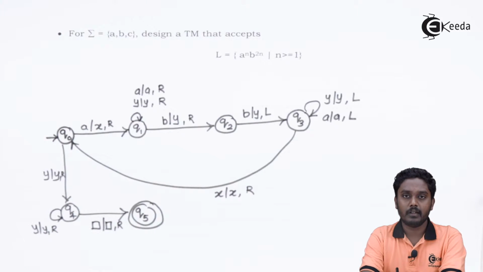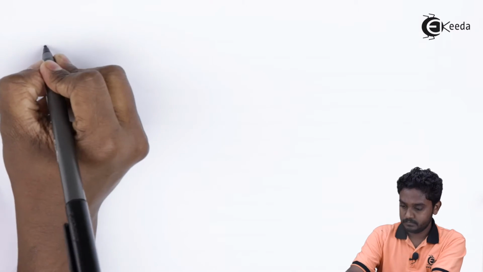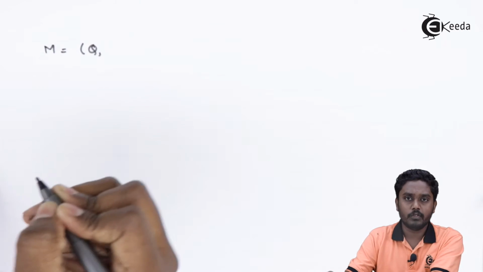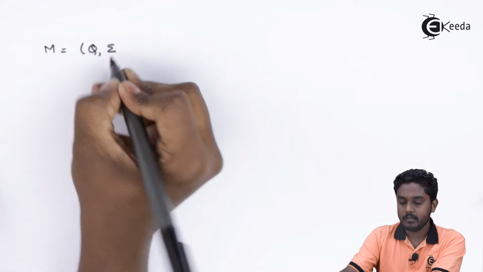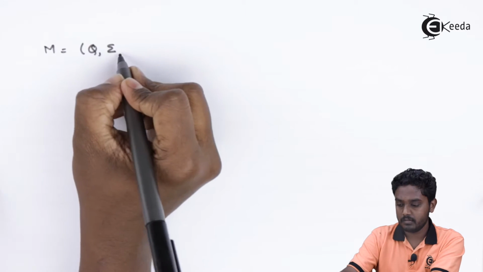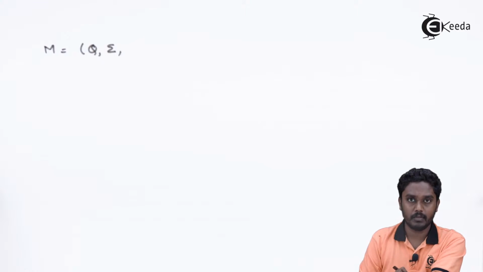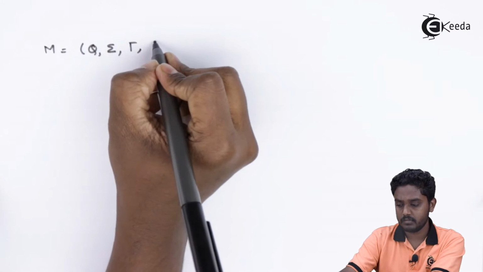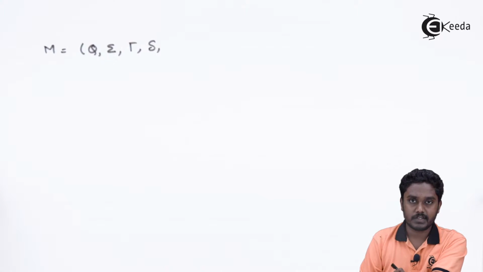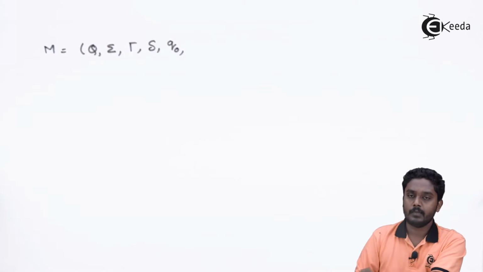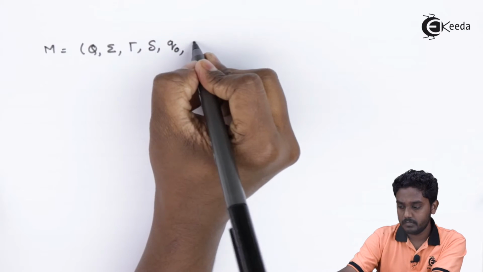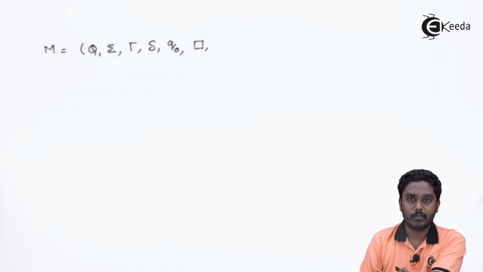Having defined this machine, now let us see the components of it and let us try to run a string on this machine using instantaneous description. A Turing machine M is defined as Q, the set of states, sigma, alphabet, tau, set of tape symbols, delta, transition function, Q naught, initial state, blank symbol, F as the final states.